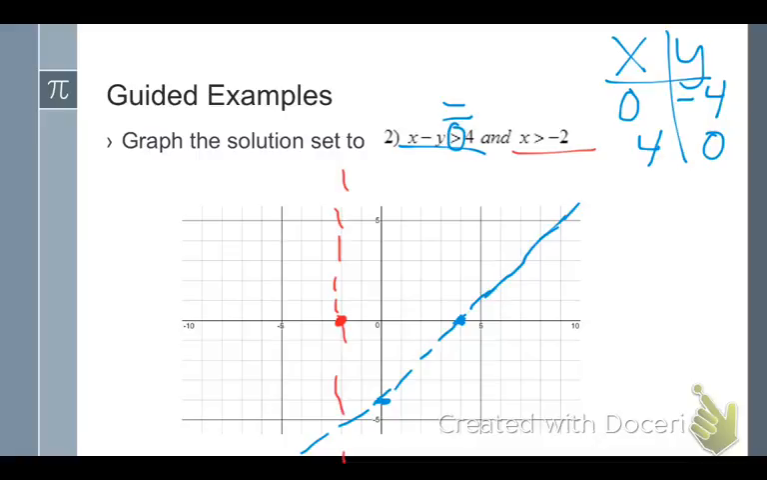And the values of x greater than negative 2 are everything to the right. So let me go back. I did not shade the blue one. The blue one is x minus y greater than 4. It's not in slope-intercept form, so it's not clear whether we're above or below. So I pick the point 0, 0, and I do 0 minus 0 greater than 4? No. So I don't shade that side. I shade the other side of this line.